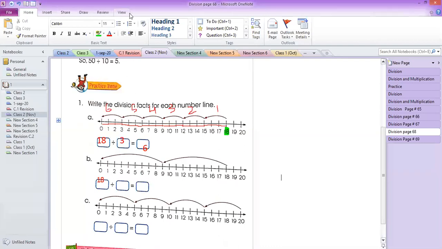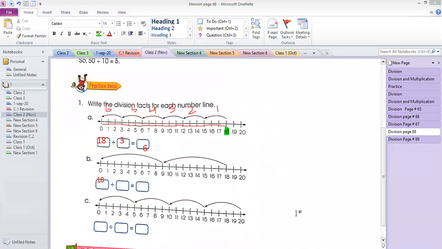Can you tell me the divisor now, guys? And for the divisor, I'm going to open the chat, right? Please tell me the divisor. 18 divided by what number here? Check in the number line. 18 divided by what number? Tell me the divisor.